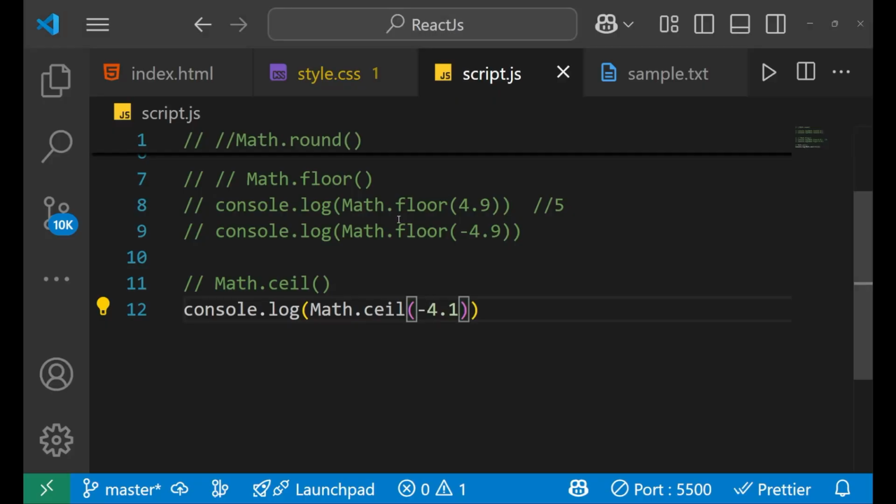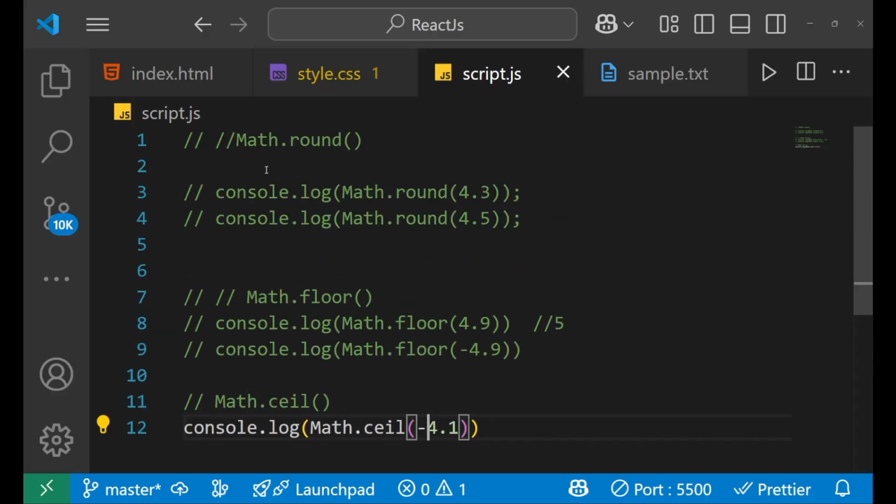So this was all about today's video. We have understood the three main methods, that is Math.round, Math.floor, and Math.ceil, to round off numbers in JavaScript. So this is all for today's video.